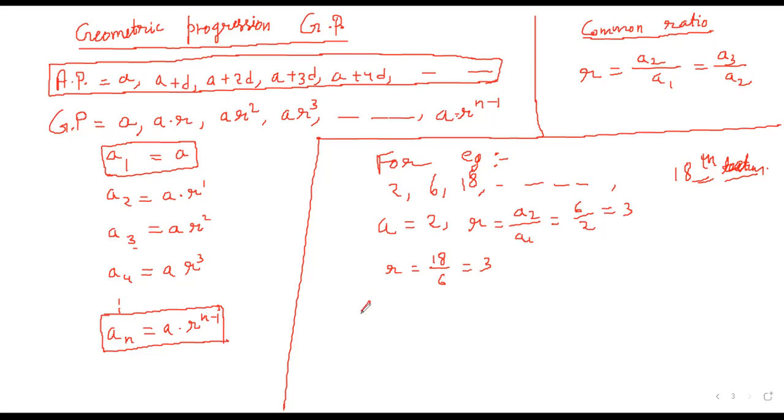So how to find its 18th term? By formula. An equals, first we write the formula. An equals A into R to the power n minus 1. So when we find the 18th term, that is A18, it will be A, the value of A is 2, into the value of R is 3, whole to the power 18 minus 1, that is 2 into 3 to the power 17. As this number 3 to the power 17 is very large, we leave the answer in its original form.